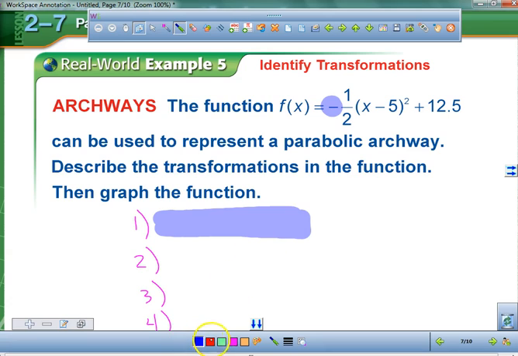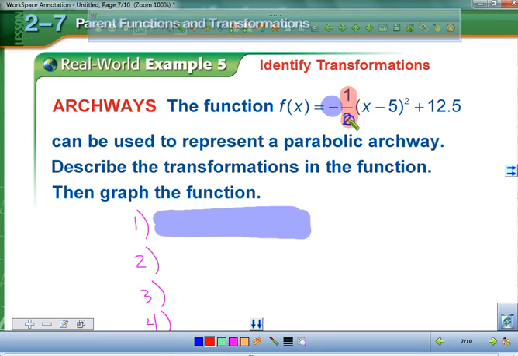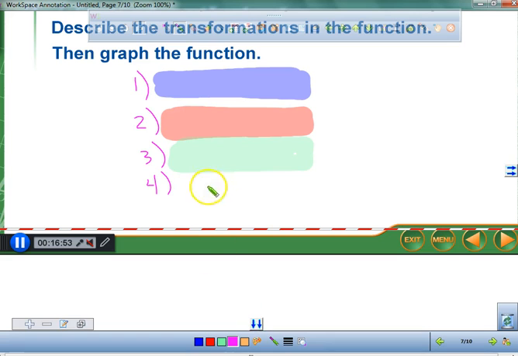So that's one of the things we're going to have to figure out. What's happening because of that blue negative? Ooh, there's a half right here. That's dealing with something we just talked about. There's an x minus 5 in the parentheses. That's something we talked about yesterday. And then at the very end, we have a plus 12 and a half. So there are 4 transformations happening.